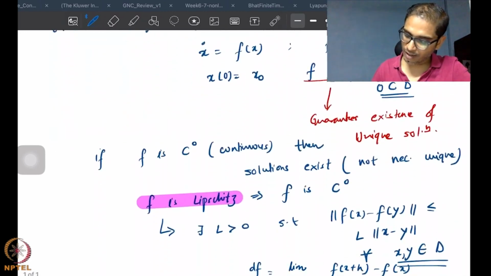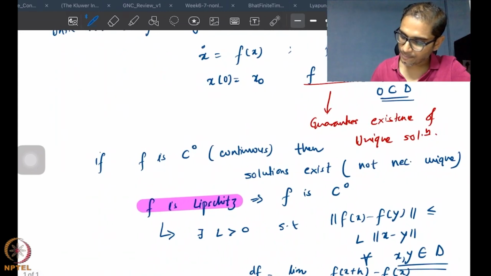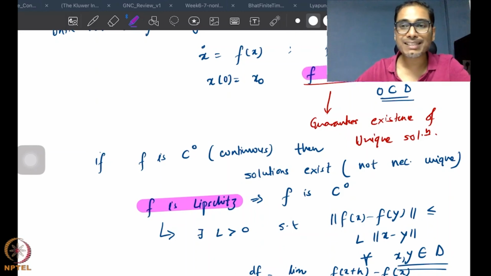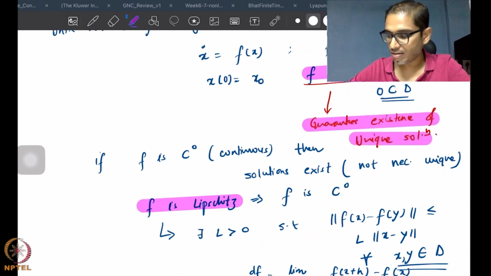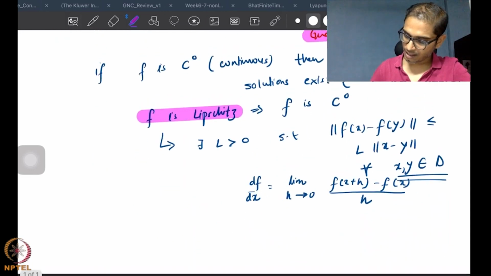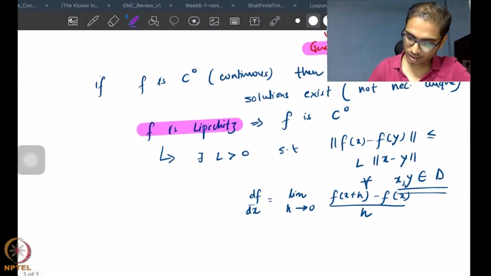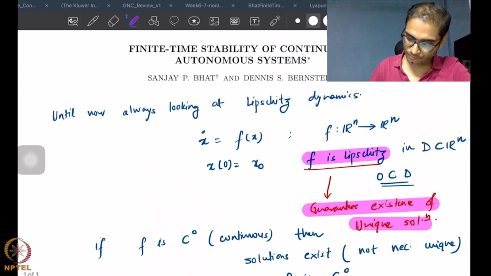Until now, we have always been looking at systems where the right hand sides are Lipschitz, even though I may not have explicitly stated it everywhere. And why? Because this guarantees existence of unique solutions. And this is a rather important thing for us.